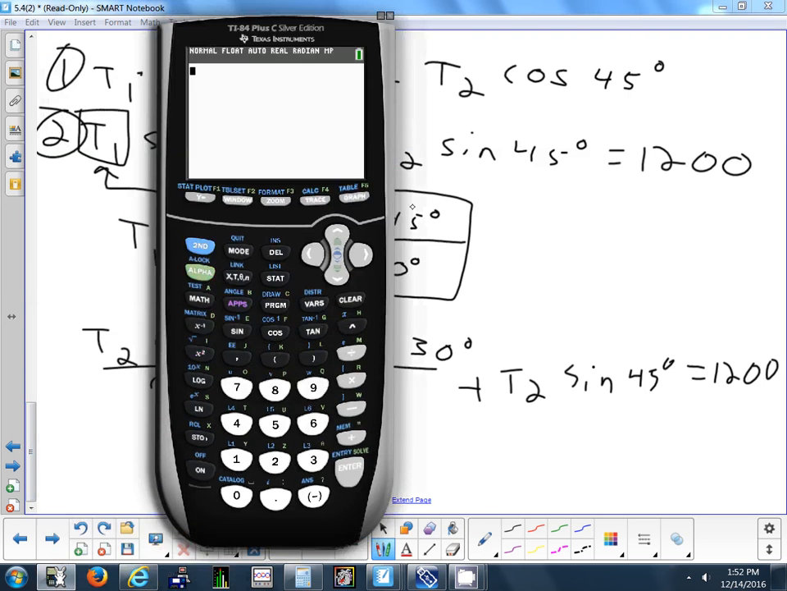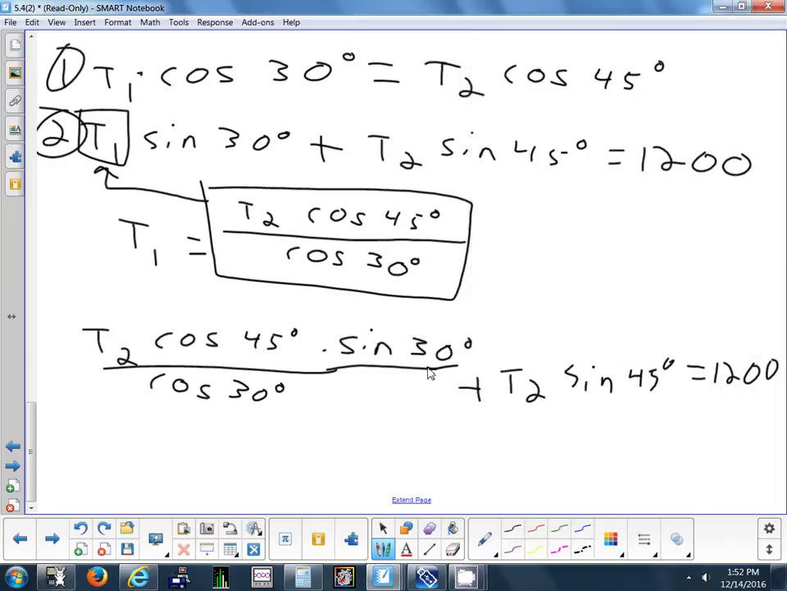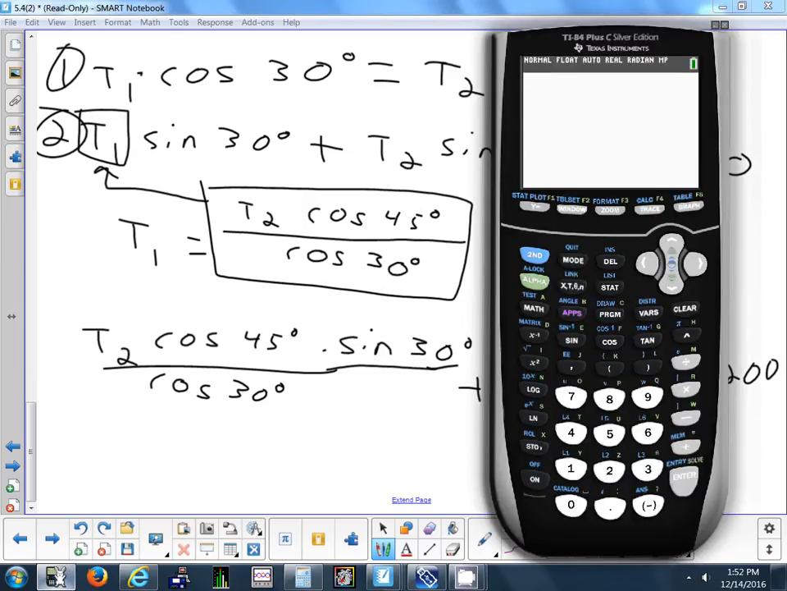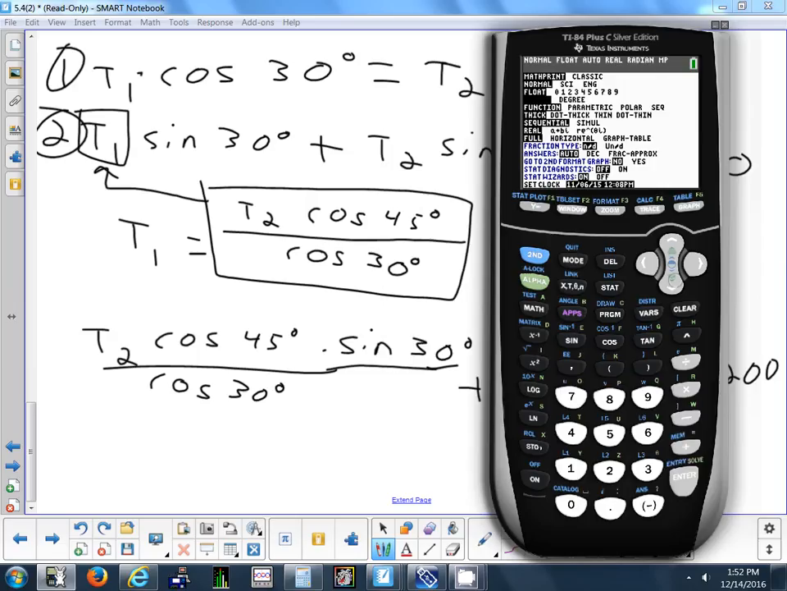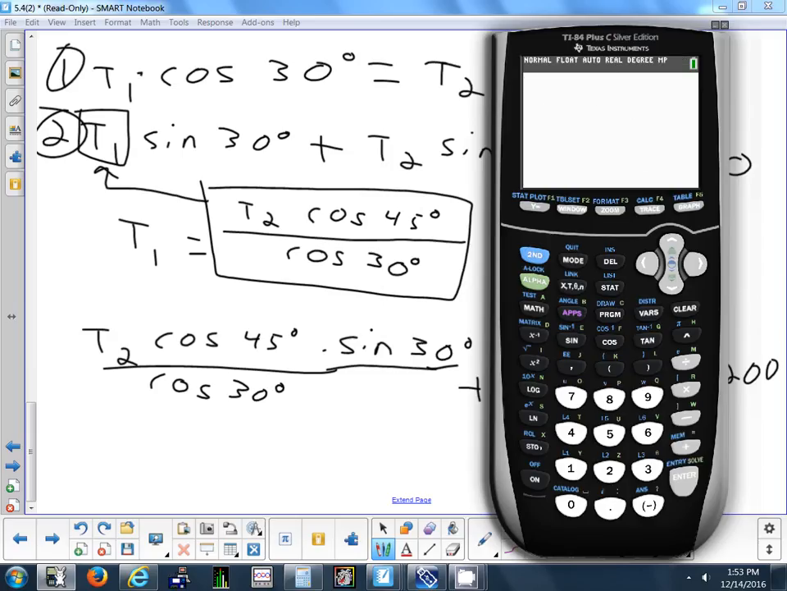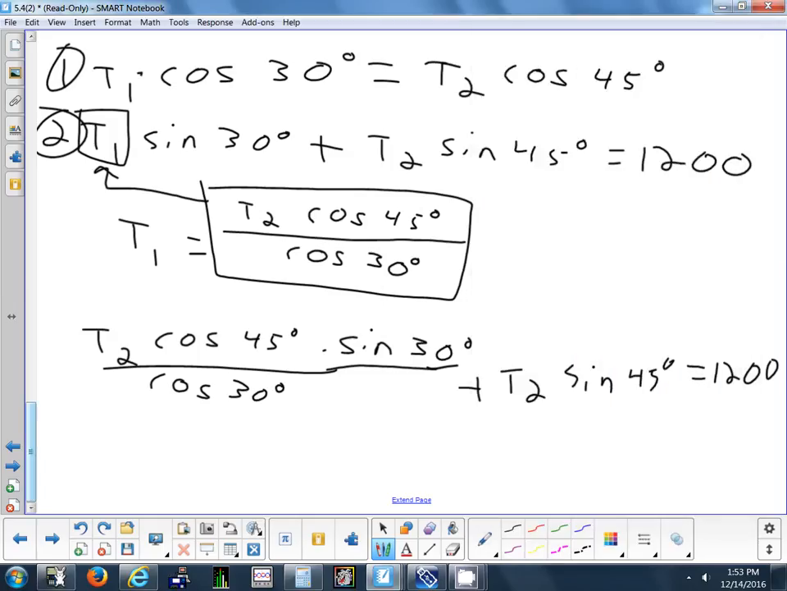Okay, I'm going to type all this stuff in next to T2. Go ahead. Let's try it. Error. First, what mode is my calculator in? Put it in degrees. You got cosine 45 times sine 30. And what do I divide by? Divide by cosine 30. So you get 0.408.